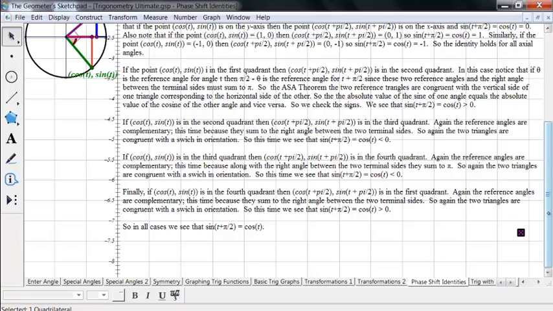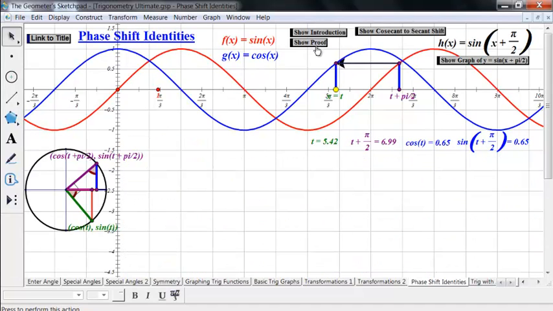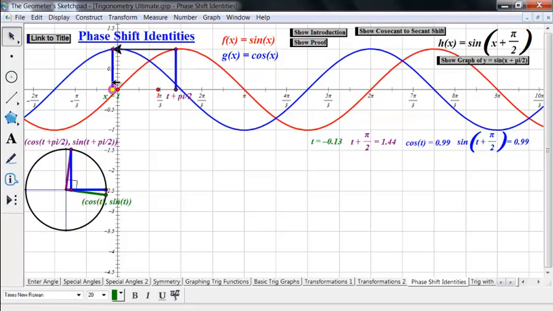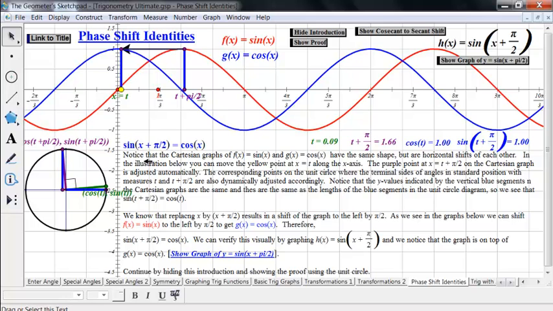Little black squares are sometimes put at the end of a proof to say, okay, we're done, we proved what we set out to prove. And so we were able to prove it formally by using the unit circle picture. We can see it visually, probably better, by looking at the graphs, and we see that when we shift the red graph to the left by pi over 2, we get the blue graph. So shifting sine to the left gives us cosine, and so our identity is that sine of x plus pi over 2 equals cosine of x.